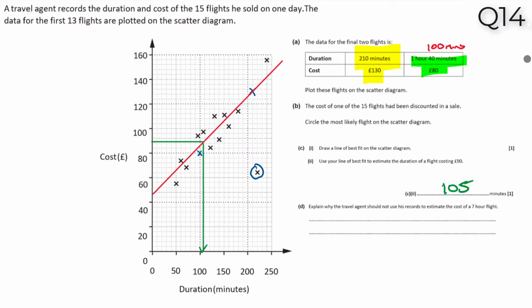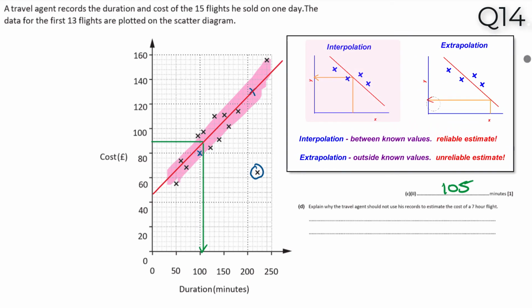Finally, explain why the travel agent should not use his records to estimate the cost of a 7-hour flight. What we just did there is an example of interpolation, because the value we looked up is between our known points. We know from here to here, don't we? So looking up within that range is fine. Now, when you're trying to look up beyond the edge of this line, which a 7-hour flight would be, what's that, 350 minutes? That's beyond our last point. We call that extrapolation, and it's not that reliable, or we have no evidence to say that it's going to be following the same pattern.